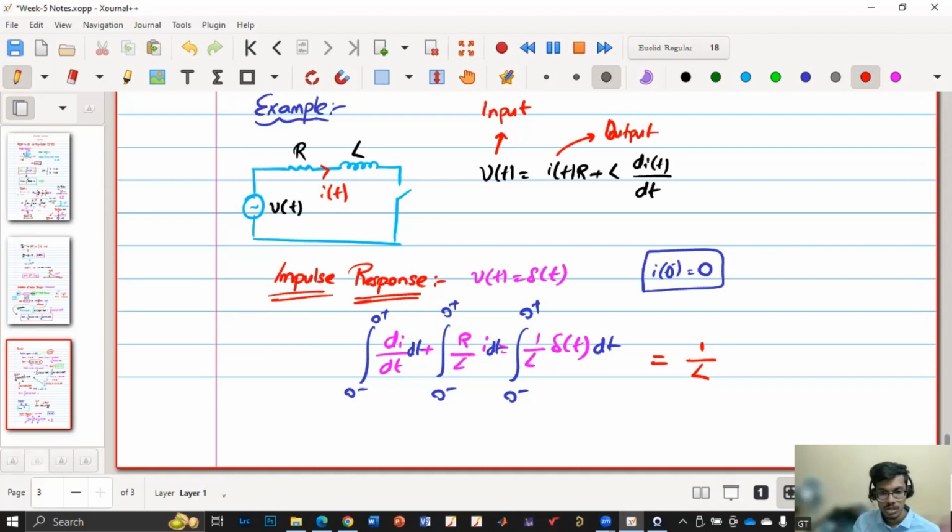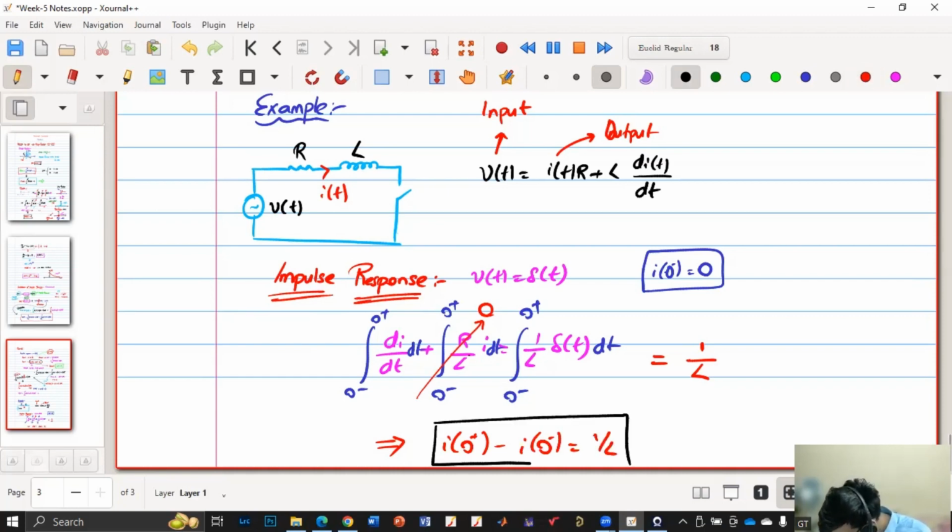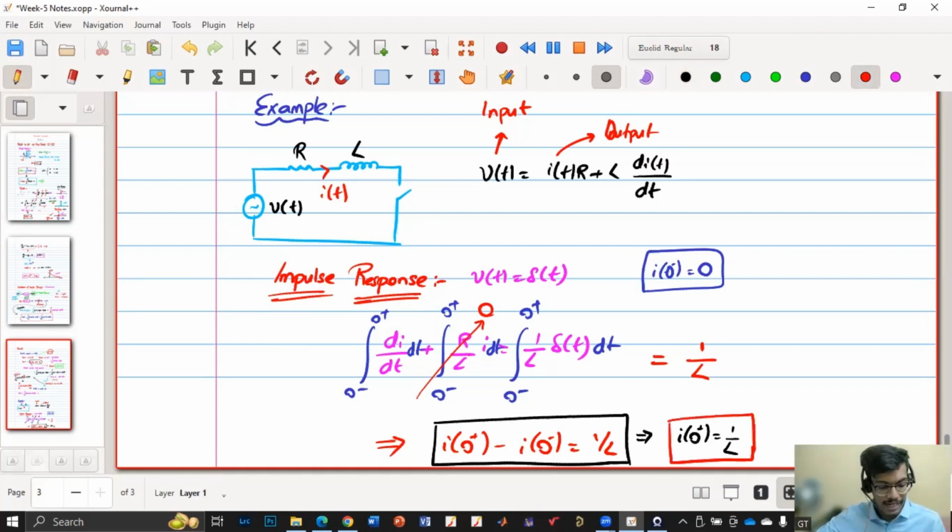And for a continuous function, say f of t, f of 0 plus minus f of 0 minus will be 0, because it is continuous and the value is the same. Now from this we will get I of 0 plus minus I of 0 minus is equal to 1 by L. And I of 0 minus I have assumed to be 0. So I will be getting I of 0 plus is equal to 1 by L. So this is the boundary condition I have obtained for t greater than 0.